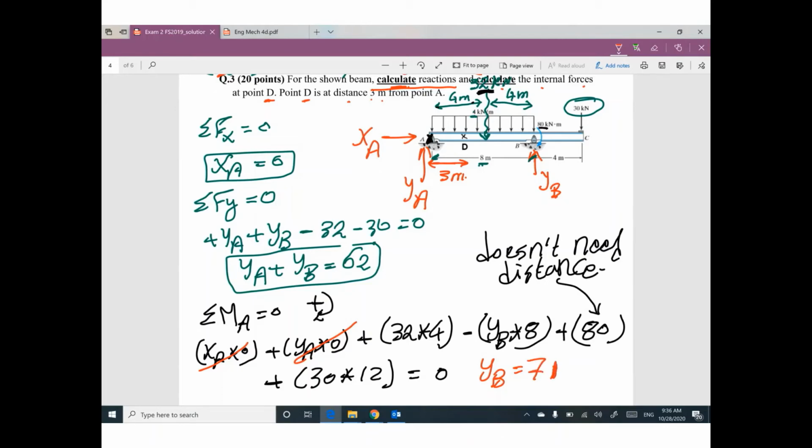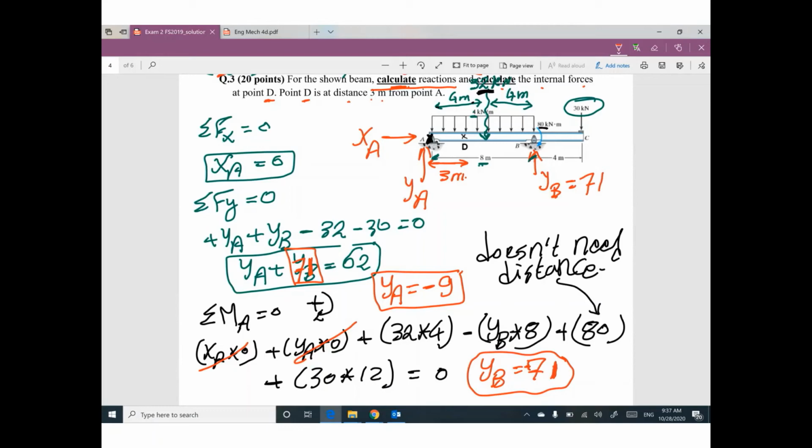Okay? Be careful. YB is 71, positive. You are good. If you go back here and put YB equals 71, YA will be negative 9. What is the meaning of negative 9? Do you know what is the meaning of negative value?